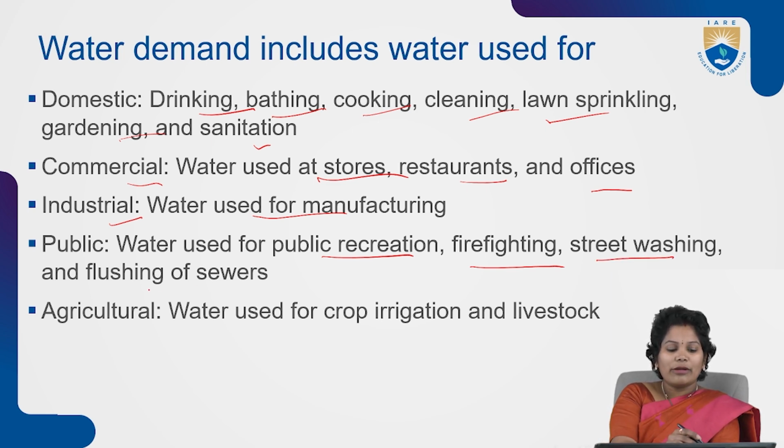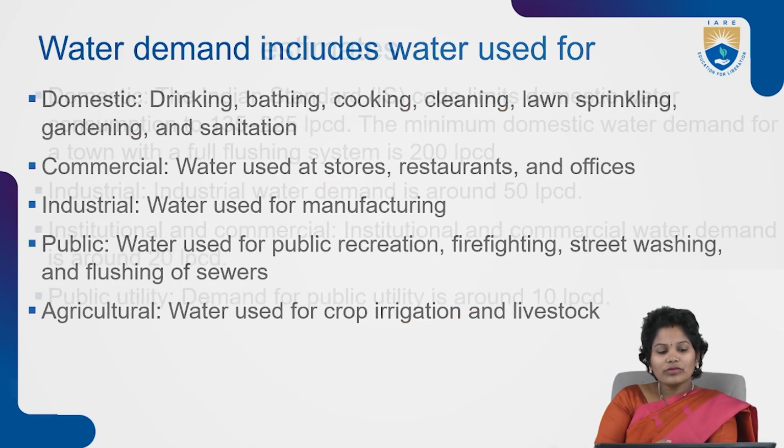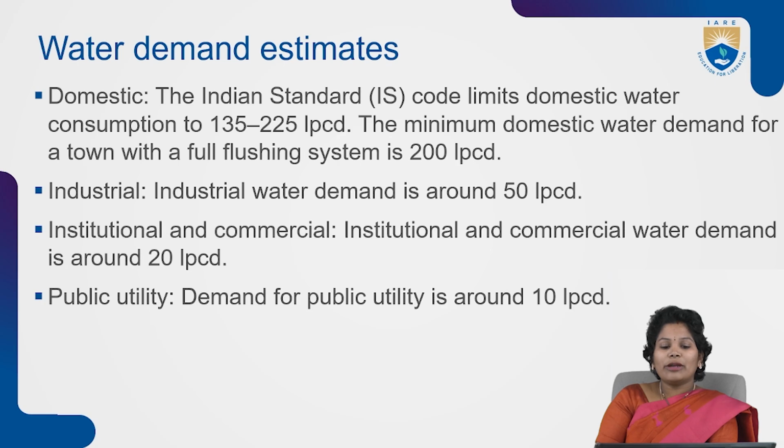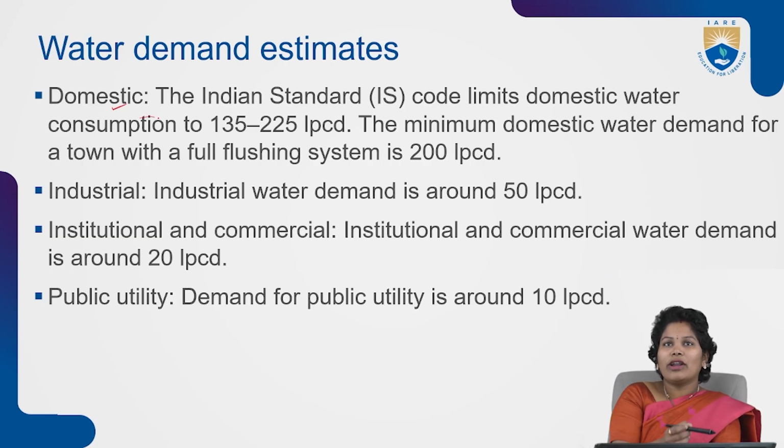These all come under public water demand. Agriculture, water used for crop irrigation, that is called agricultural and irrigation water demand. Here, how much water is utilized per day by the different types of water demand? First is the domestic one. In the domestic one, we directly take the water.